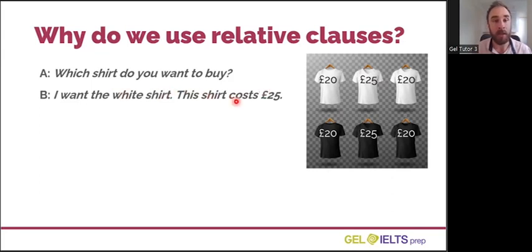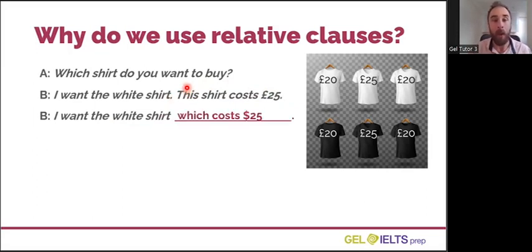At the moment, they are speaking in two sentences, but I want to combine these sentences together into one sentence because it's more natural to say it like this. So person B might say, I want the white shirt, and then to include this sentence, they would say, which costs £25. This is a relative clause. The word which is a relative pronoun. It has replaced the word shirt.